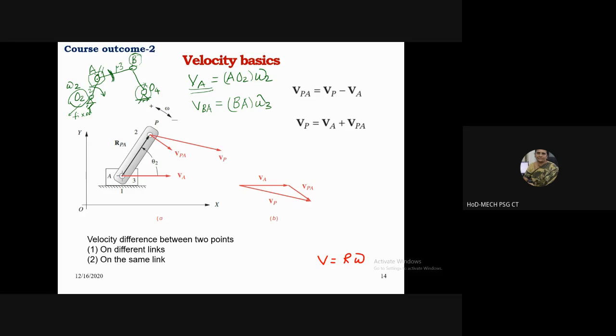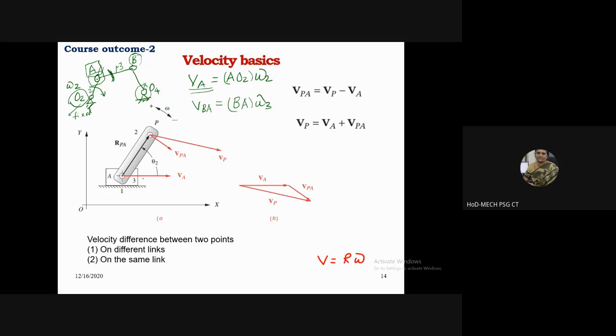But when I talk of A and B, when I relate B's velocity to A's velocity, I am relating to the velocity of A, which is not fixed. A itself is moving. So that situation is shown here in this diagram. Okay. So link AB, link number 3, you can think of this as link AB, or link AP.